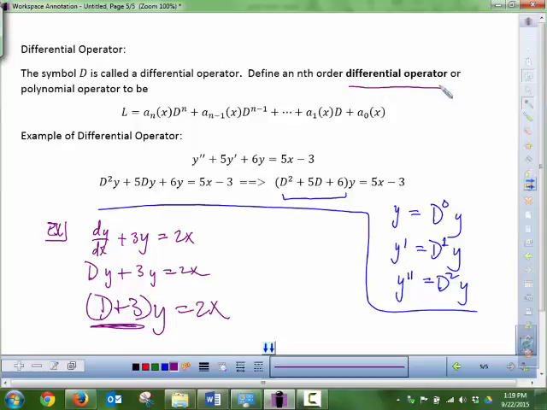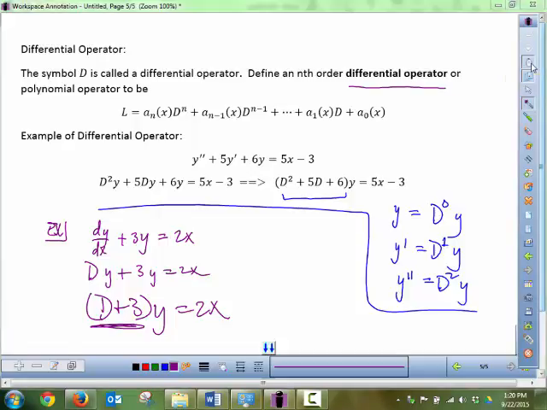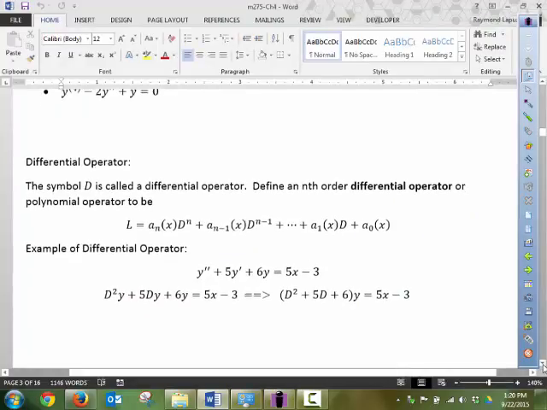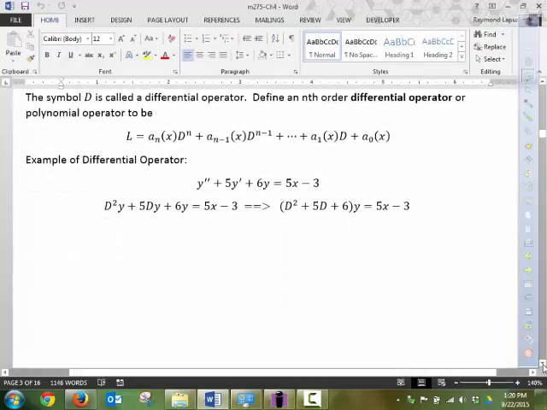But there is one important aspect of these differential operators, and that is that these differential operators are linear. Now, linear is an idea that's discussed in great detail in linear algebra. How many people have had linear algebra?